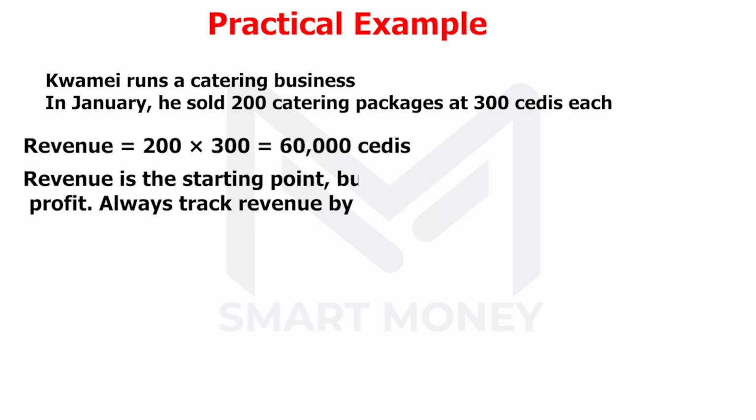Revenue is the starting point, but it's not profit. Always track revenue by source, that's through cash sales, mobile money payments, bank transfers, and credit sales. This helps you know which products or services are driving income.